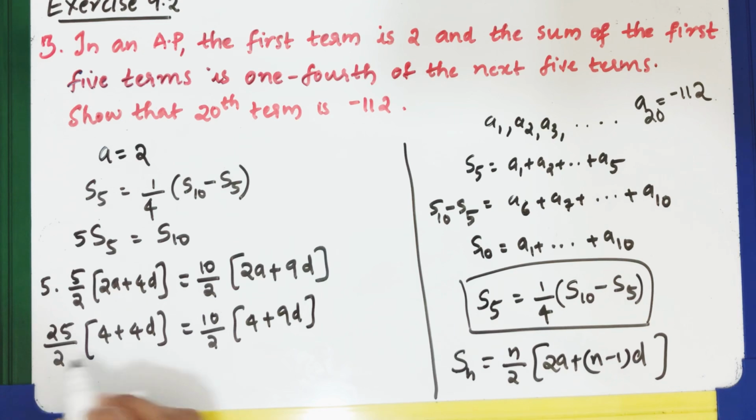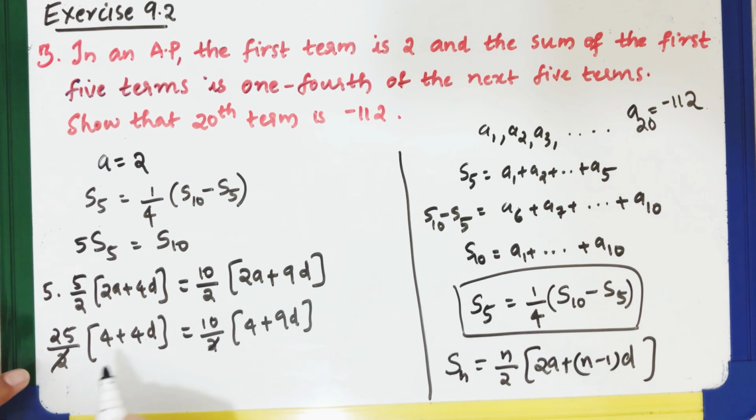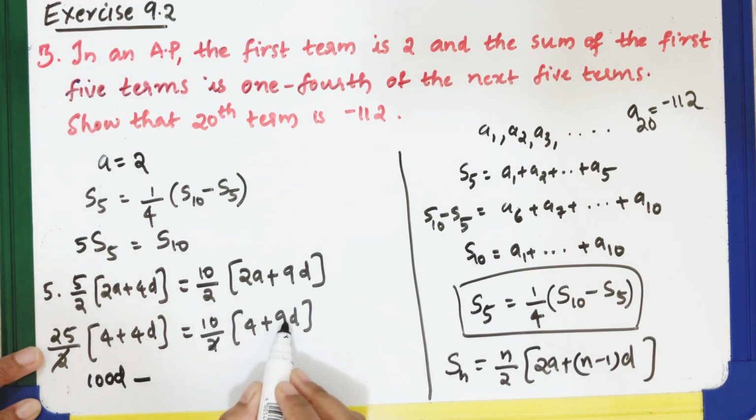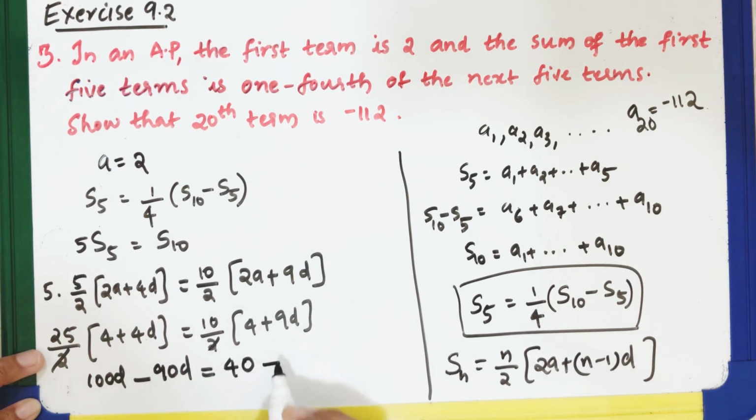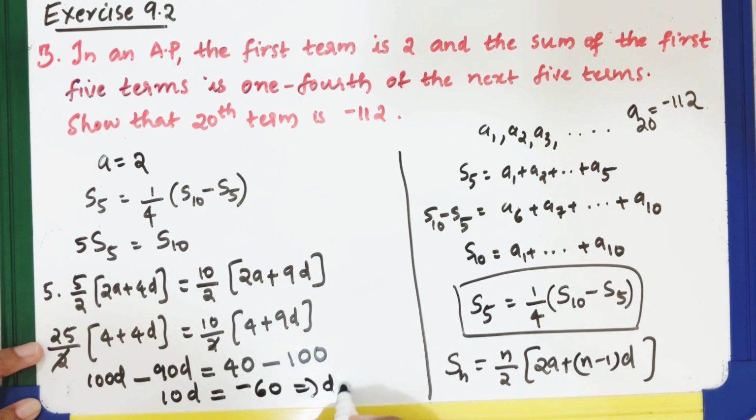Here we can cancel 1 by 2 on both sides. Now we can take the terms with d to one side and other numbers to the other side. Here 25 into 4d is equal to 100d, minus 10 into 9d which is 90d, is equal to 10 into 4 which is 40, minus 25 into 4 which is 100. That is 10d is equal to 40 minus 100, which is minus 60, implies d is equal to minus 60 by 10, which is minus 6.